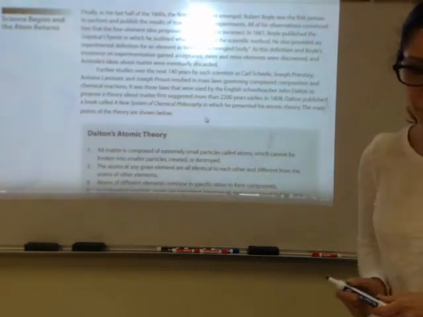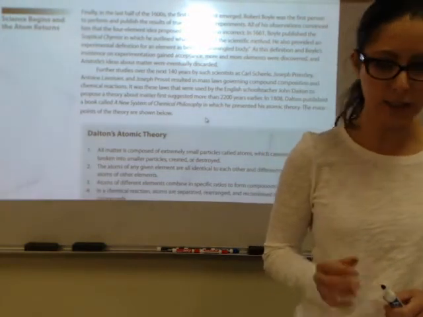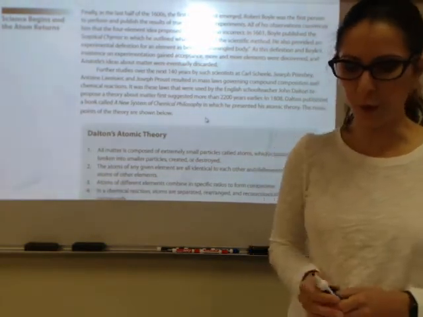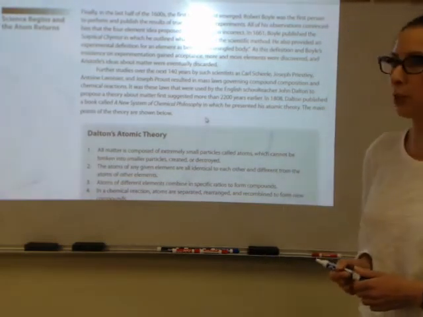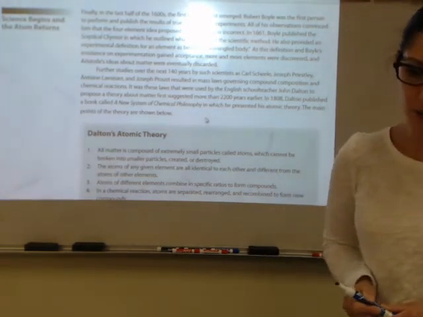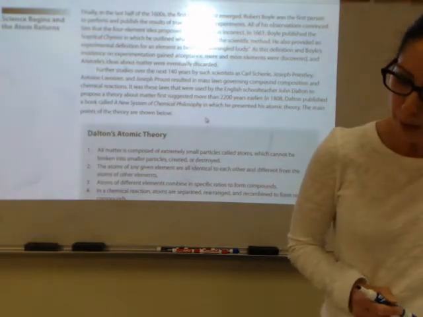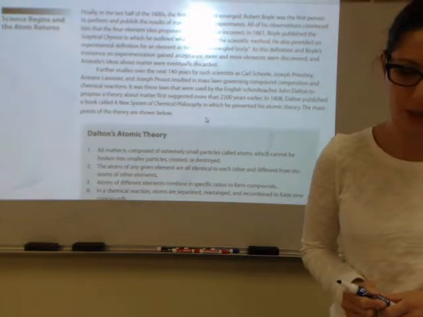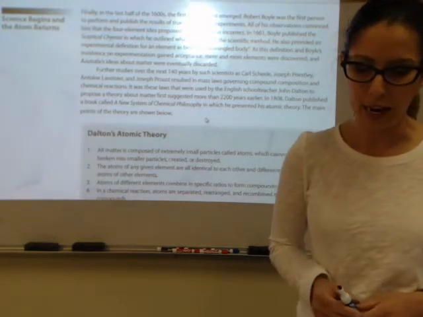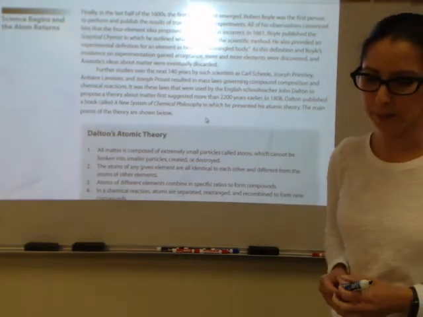And if we go to the next page here, we're going to talk about the last half of the 1600s, where the first real scientist emerged. His name was Robert Boyle. He was the first person to perform and publish some results from experiments, and in 1661, Boyle published something called The Skeptical Chemist. This outlined the scientific method.